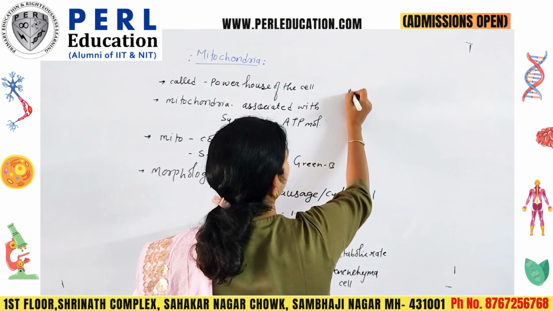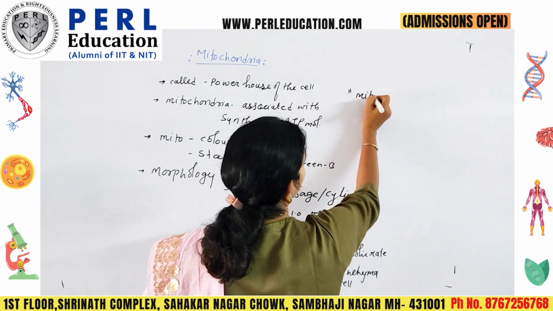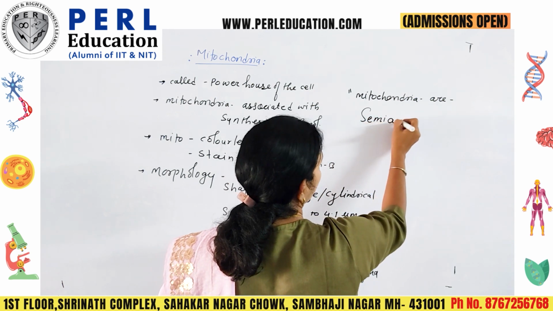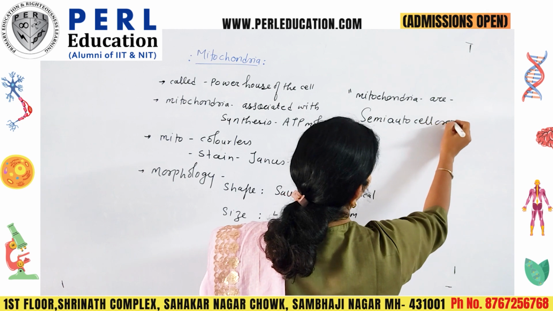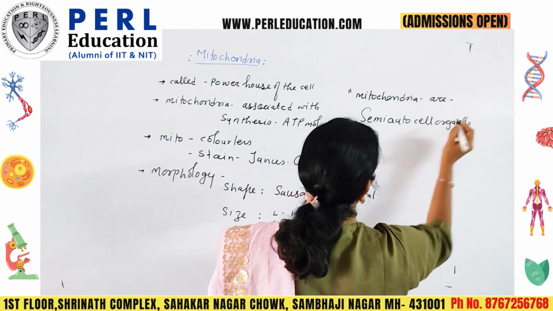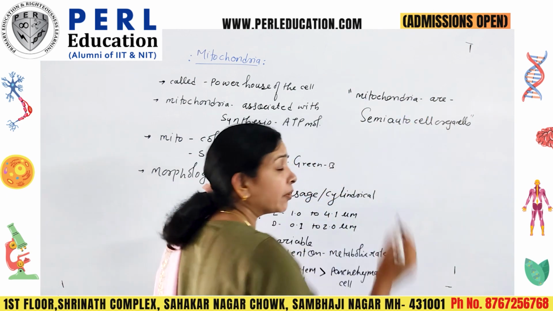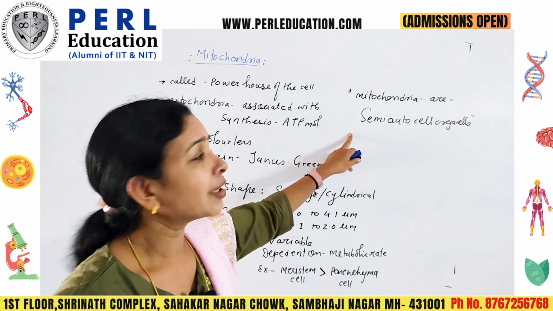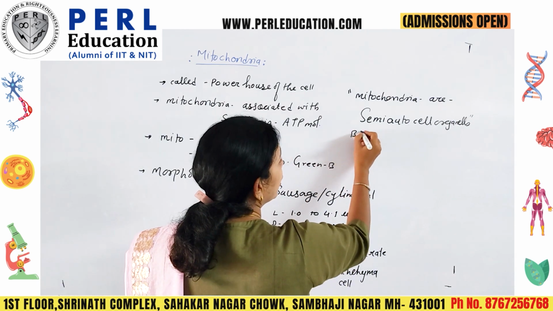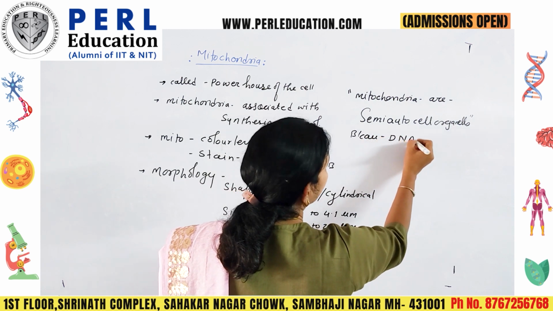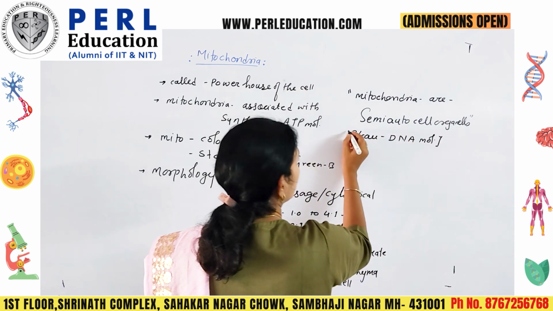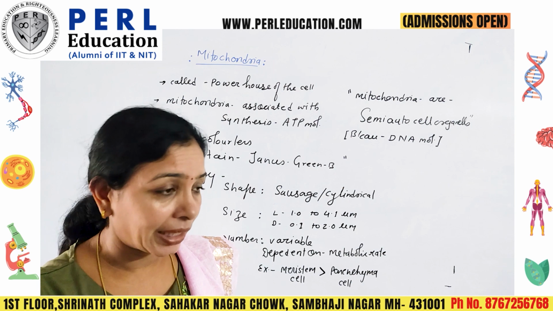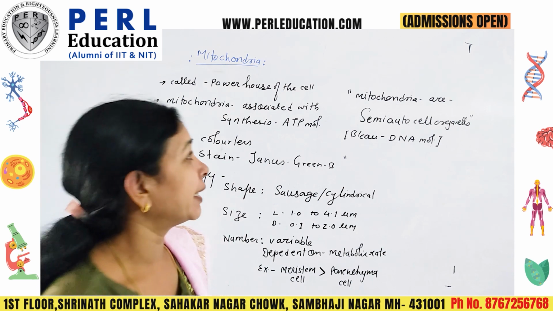This is a more important hashtag point. Mitochondria are semi-autonomous cell organelles. Semi-autonomous because of DNA. Assertion reason. Why is it semi-autonomous? Because of the DNA present in mitochondria. So in it we will find a DNA molecule. Now the next point: mitochondria take part in a specific kind of inheritance which is known as maternal inheritance.